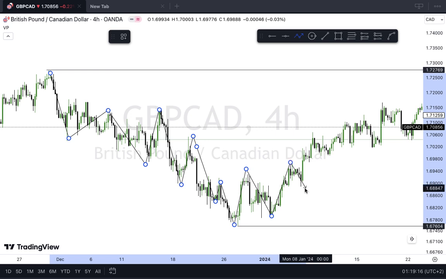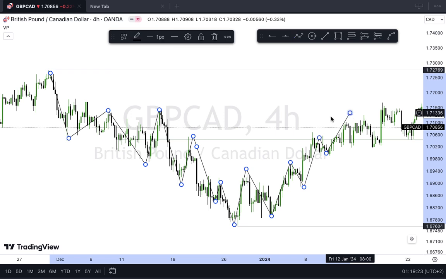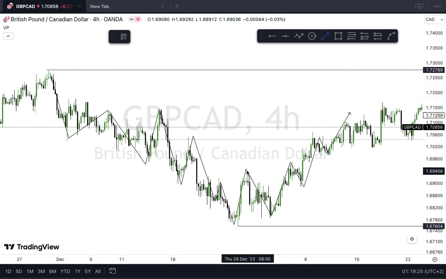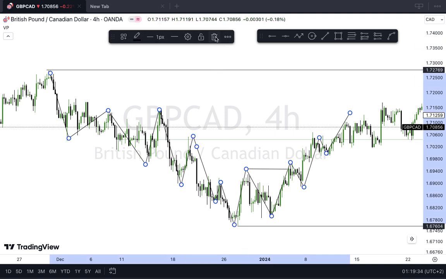And then it continued pushing to the upside, meaning we definitely started looking for buying opportunities, because we got a change of character here. This was our change of character, you understand. So let us continue with our analysis.